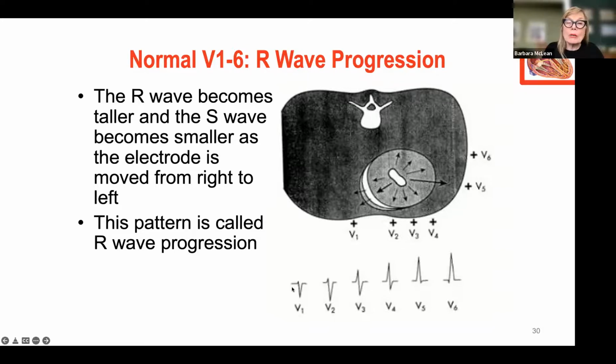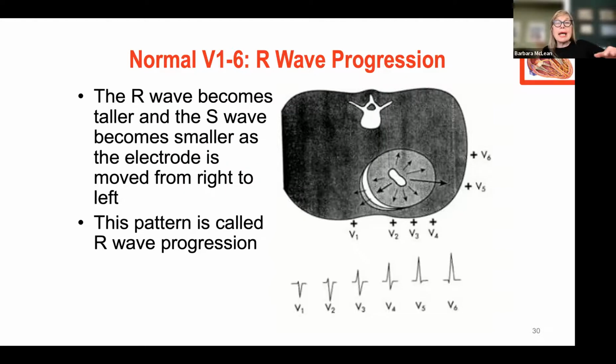So look here, you can see V1 is primarily downward, V2 is primarily downward, V3 is getting close to equal, and V4 more upright than downward. Everybody agree? This is called R-wave progression. R-wave progression means that you have a small R wave, it gets a little bigger, it gets bigger, bigger, and then stays about the same. So small, bigger, bigger, bigger, same, same. And it's like a little staircase. That's what R-wave progression is.